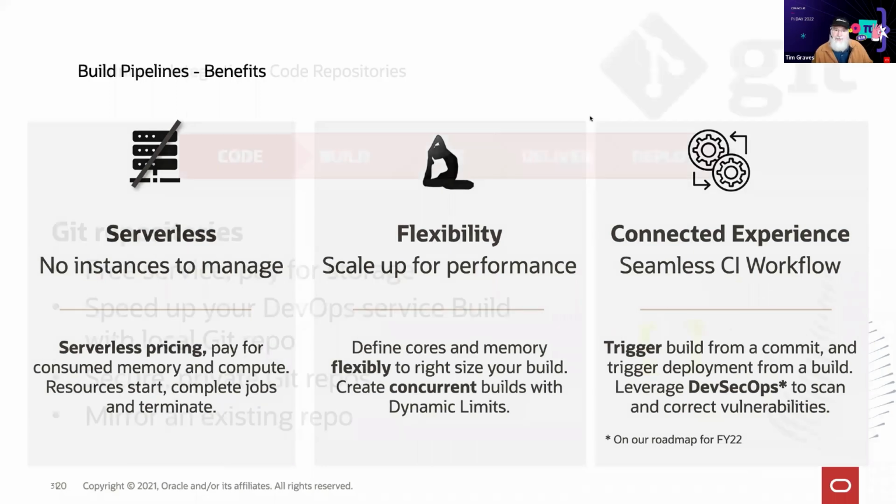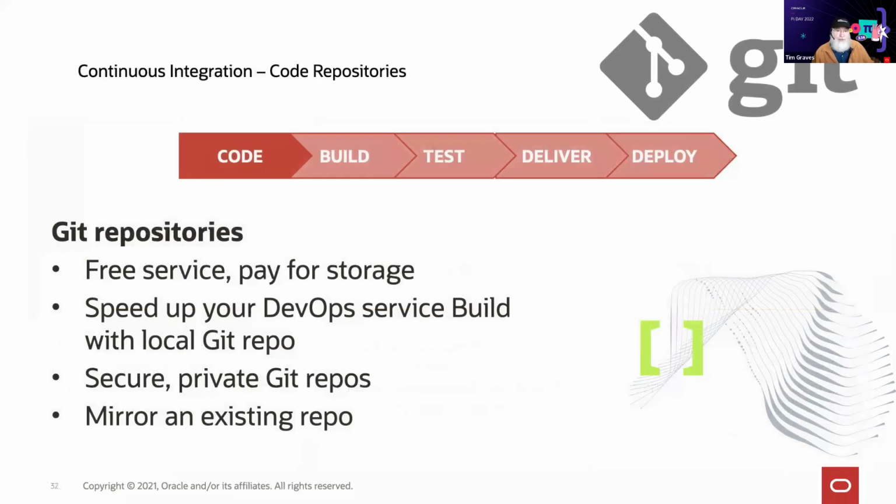Now, coupled into this, we're using a Git repository called the OCI Code Repository. You can, of course, use external things like GitHub or GitLab if you want. And again, here, this is free. You pay for the storage. I think you get a gigabyte free. Because it is local physically, it's on the same network, so it is going to be faster. And you can have multiple secure repos if you want to. If you've got an external repo, you can mirror that into our build process.